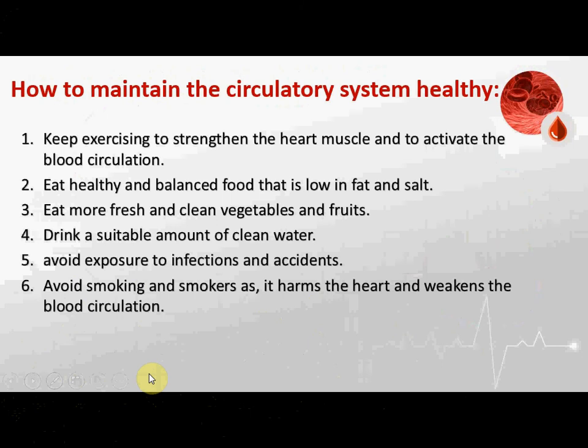How to maintain the circulatory system healthy? Practice exercising or sports to strengthen the heart muscle and activate the blood circulation. Eat healthy and balanced food, which means low in fats and salt. Eat more fresh and clean vegetables and fruits. Drink suitable amounts of clean water. Avoid exposure to infections and accidents.